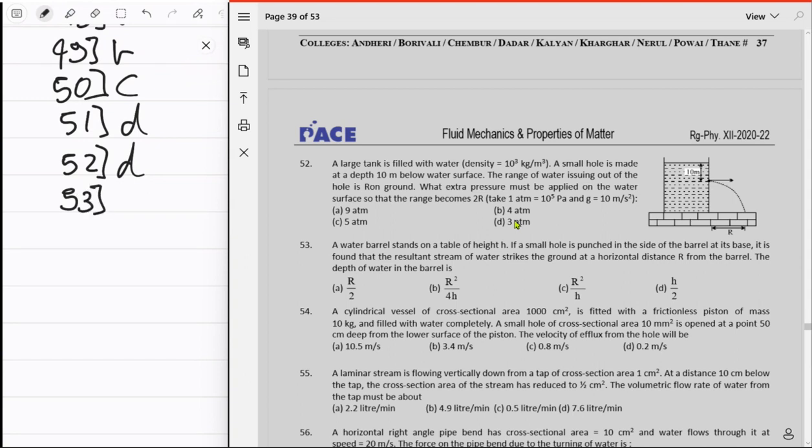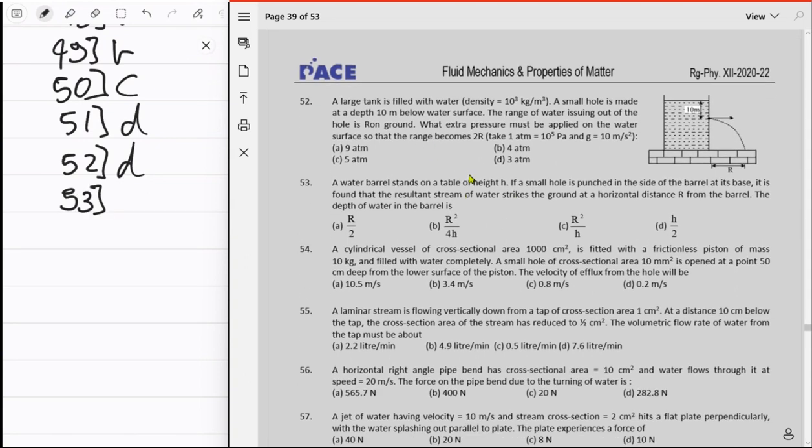53. A water barrel stands on a table of height h. If a small hole is punched in the side of the barrel at its base, it is found a certain stream of water strikes the ground at a horizontal distance r from the barrel. Oh, at its base. Okay. Height h, table. Fine. The depth of the water in the barrel is... Ah, right.